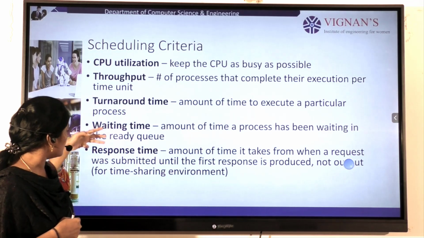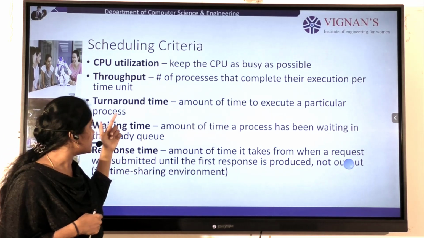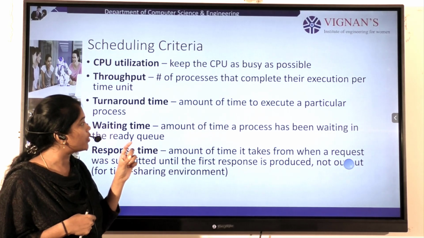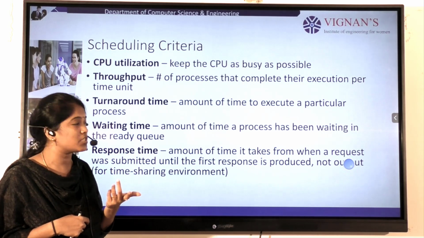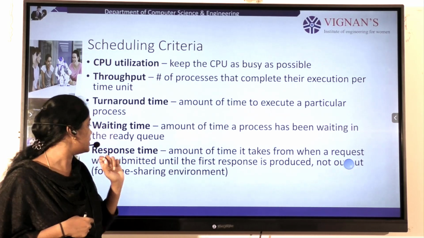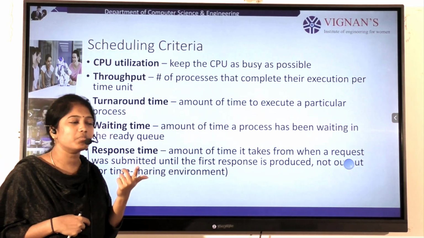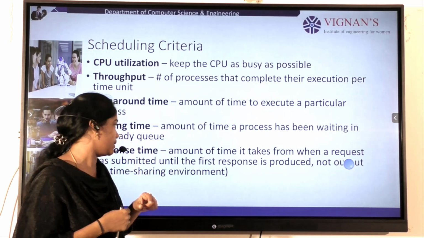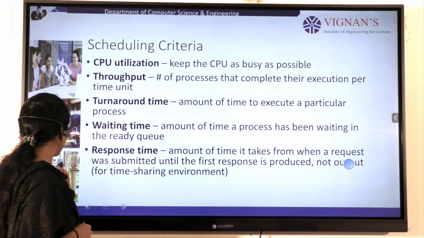So these three criteria should be minimum. Turnaround time should be minimum, that means in minimum amount of time a number of processes should execute. Next, minimum waiting time should be there. Next one, response time, which means the CPU must respond to the individual processes quickly. So these are the scheduling criteria.